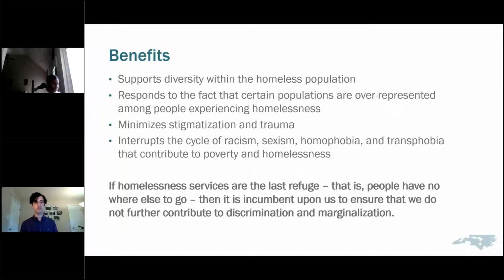So it's worth reiterating that if the services that we offer are meant and designed to be a last refuge where people seek us out when they have nowhere else to go, then it is incumbent upon us to ensure that we do not further contribute to discrimination and marginalization.